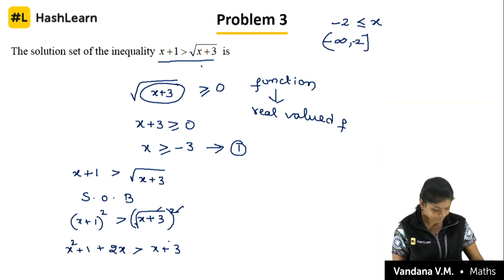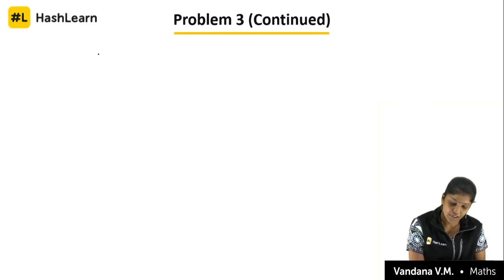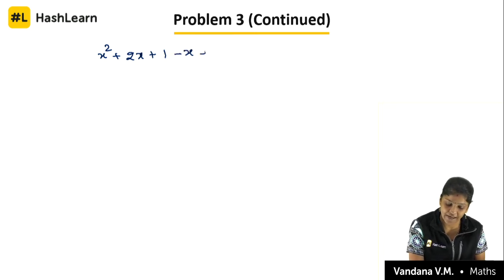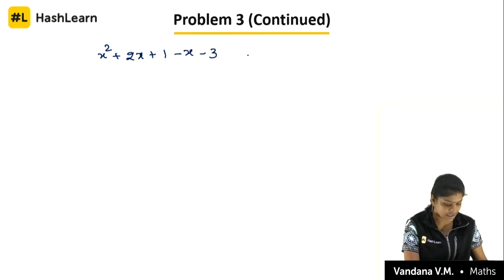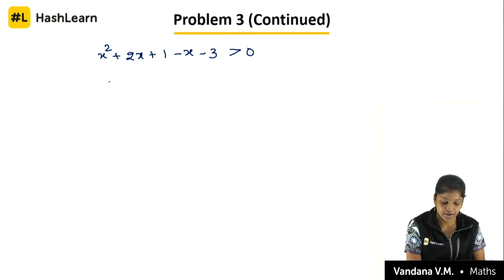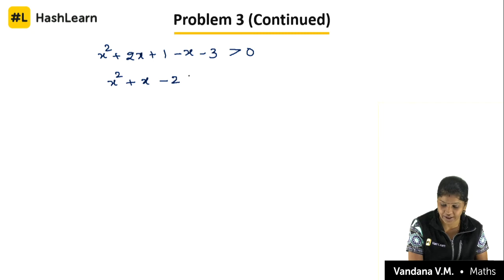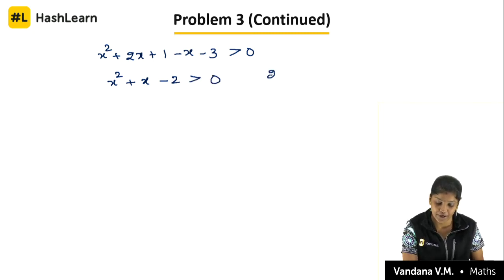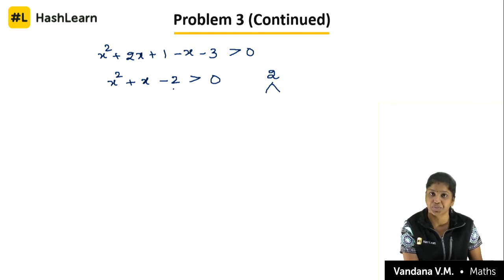Okay. Now, x square plus 2x plus 1, you bring it to this side, minus x minus 3, is it less than or greater than? Yes, greater than 0. Clear? So, solve this. x square plus x minus 2 is greater than 0. If you multiply, you should get minus 2. If you add, you should get plus 1.